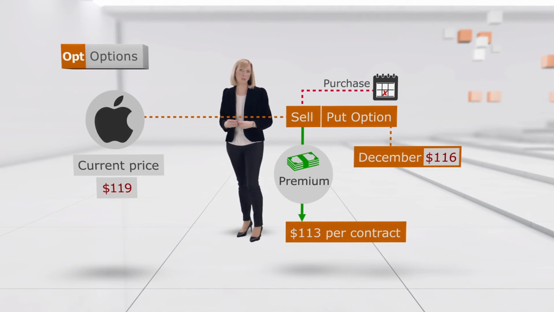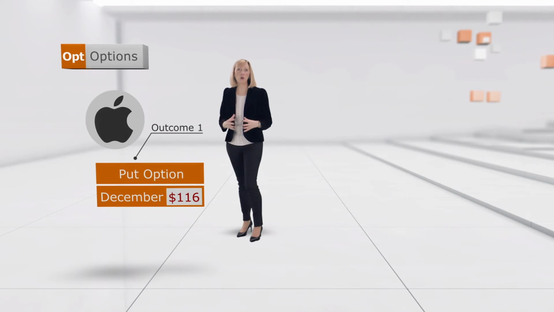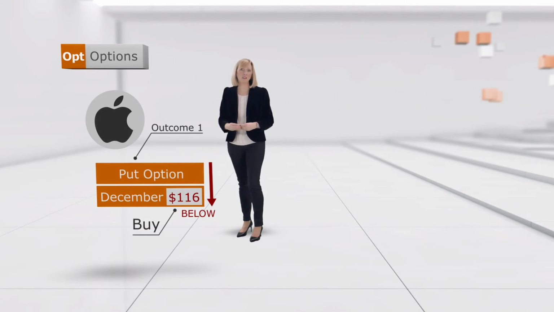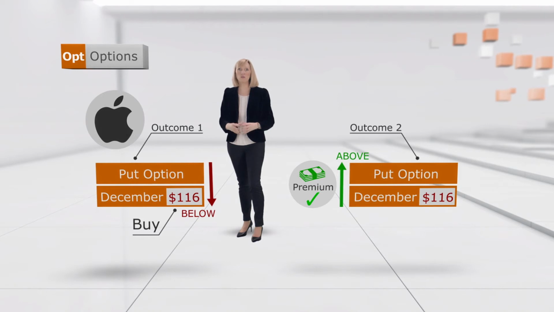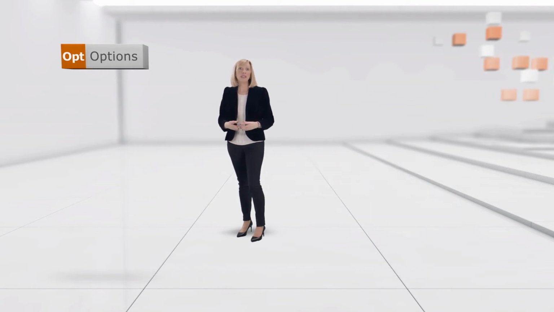Now there are two possible outcomes to this strategy. Firstly, if the stock closes below the strike price of $116 on the day that the put option contract expires, you would be obliged to purchase the Apple shares at a price of $116. On the other hand, if the shares trade above $116 on the day that the contract expires, you will get to keep the full premium that the buyer paid you for the option, and you will not be obliged to buy the Apple shares. Many investors generate regular monthly income streams from selling put options.